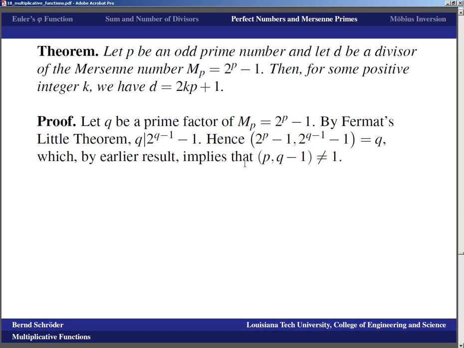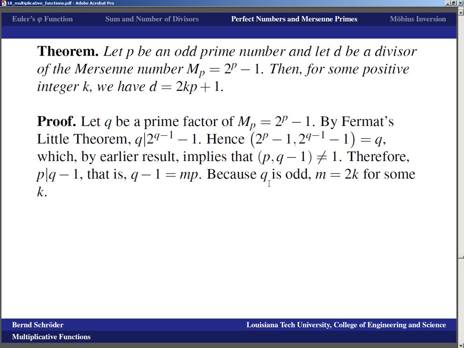And by an earlier result which we had, which talked about numbers of this form, powers of 2 minus 1: if the greatest common divisor of two of these is greater than 1, then the greatest common divisor of the exponents must also be greater than 1. And because p is a prime number, that means that p divides q - 1, and that means q - 1 is m times p. And because q is odd, and that's because this thing doesn't have any even factors, we have that m is 2 times k for some k, and that means q is 2kp + 1.